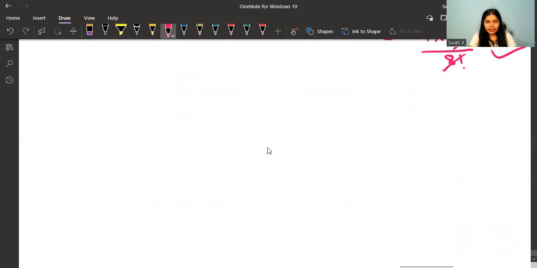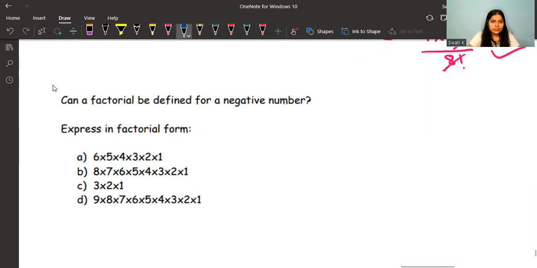So we have our next question, and this is the 9th and the 10th question together. So let's do that. The 9th question is, can a factorial be defined for negative numbers? Of course not. The answer is no. The reason is, when we saw the formula of n factorial, it was n factorial is equal to n into n minus 1 into n minus 2, and the last will be 1. And we know that negative numbers come before 0 and we are stopping at 1 only, so how can factorial be defined for negative numbers? So the answer is no.